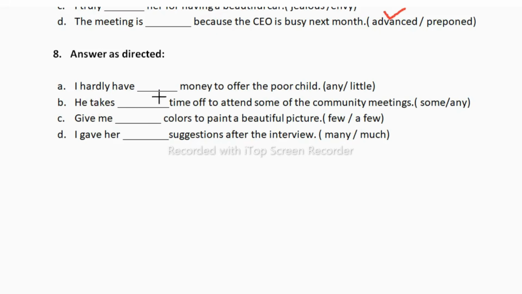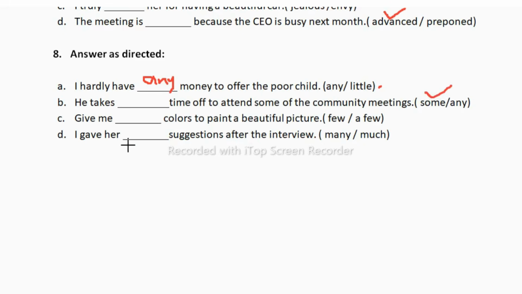I hardly have dash money to offer the poor children. Any money or little money. This students, any means nothing you have, and little also we use for nothing. But here any we can take because nothing is there. That's why any. And little means something is there but is not considered, means that will not help anyone, that is negative, and any is totally doesn't have anything. Next one, he takes dash time to attend some of the community meetings. Now he takes some time or he takes any time, some time only.